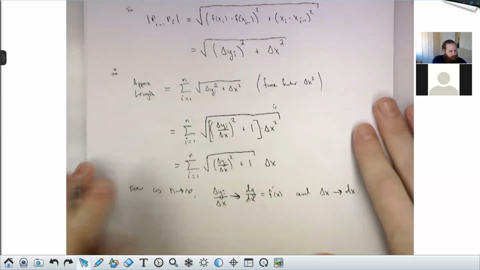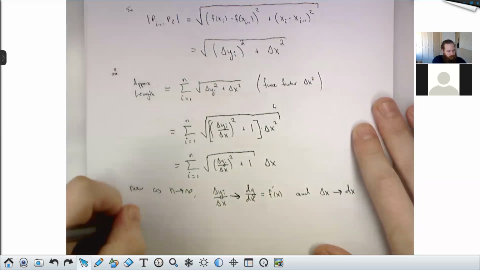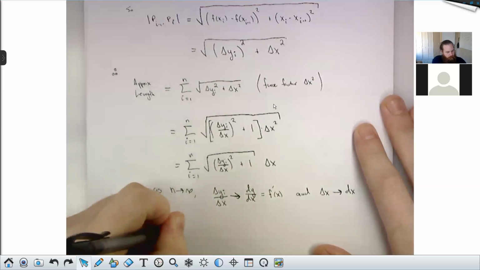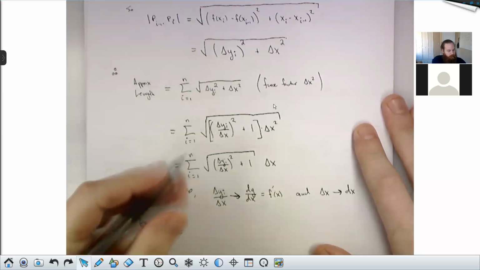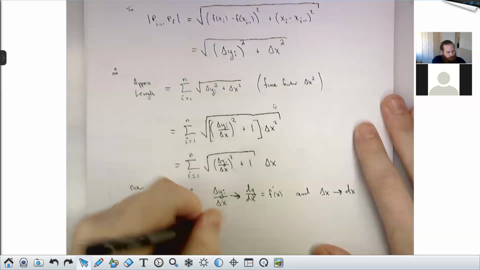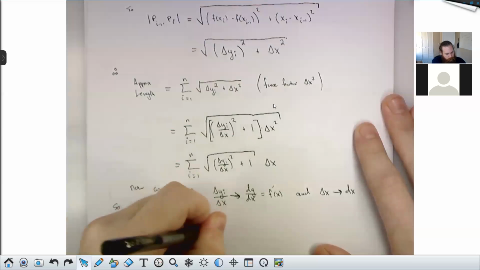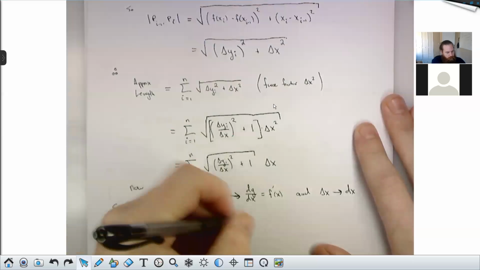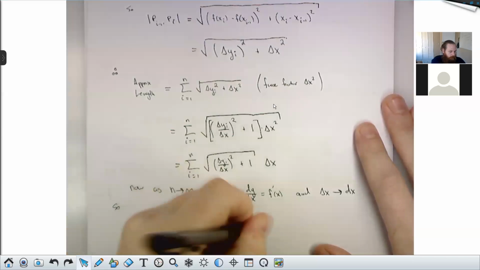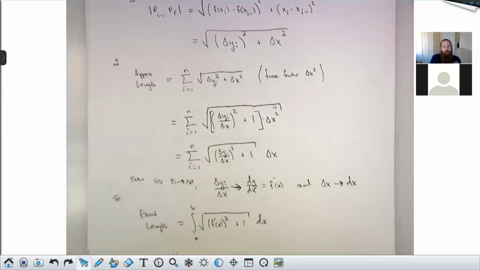So the exact length becomes the integral for which this is a Riemann sum, which is the integral from a to b of the square root of f prime of x squared plus 1 dx. That's the length of the curve f of x from x equals a to x equals b. This is called the arc-length integral.